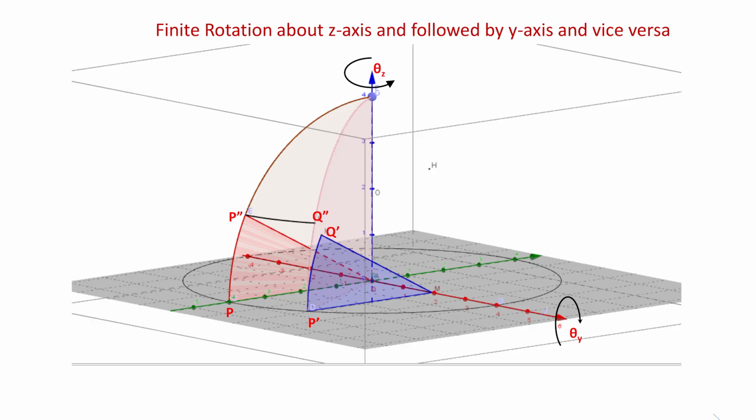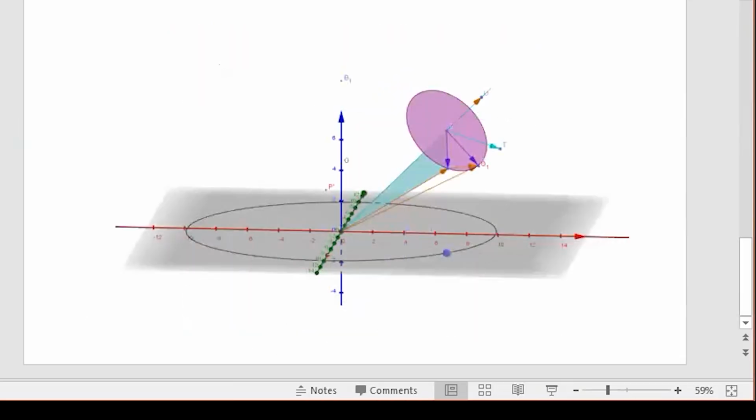It is indeed so that the rotations, when they are finite, cannot be considered as vectors, but when they are very small, they can be considered. So how is that going to be? Okay, so this is what I'm going to spend some time on.